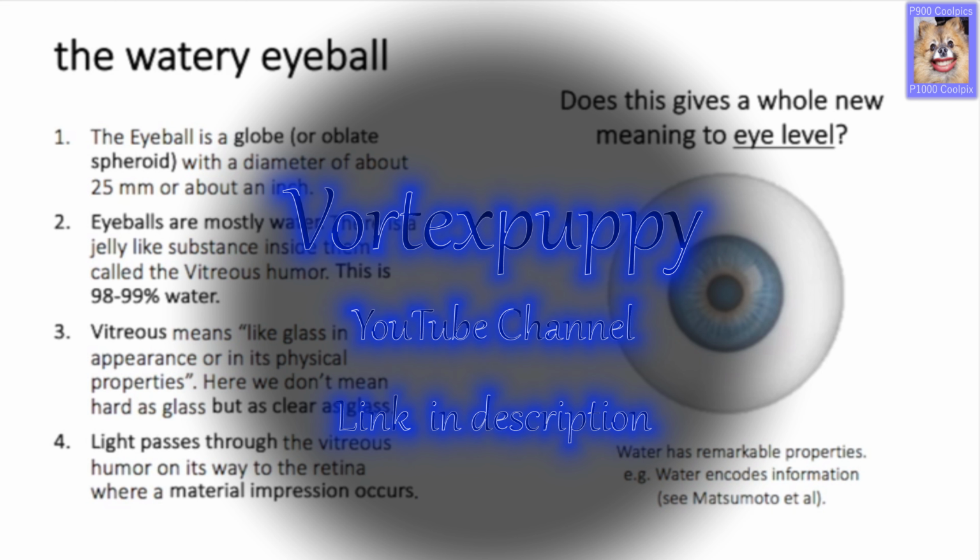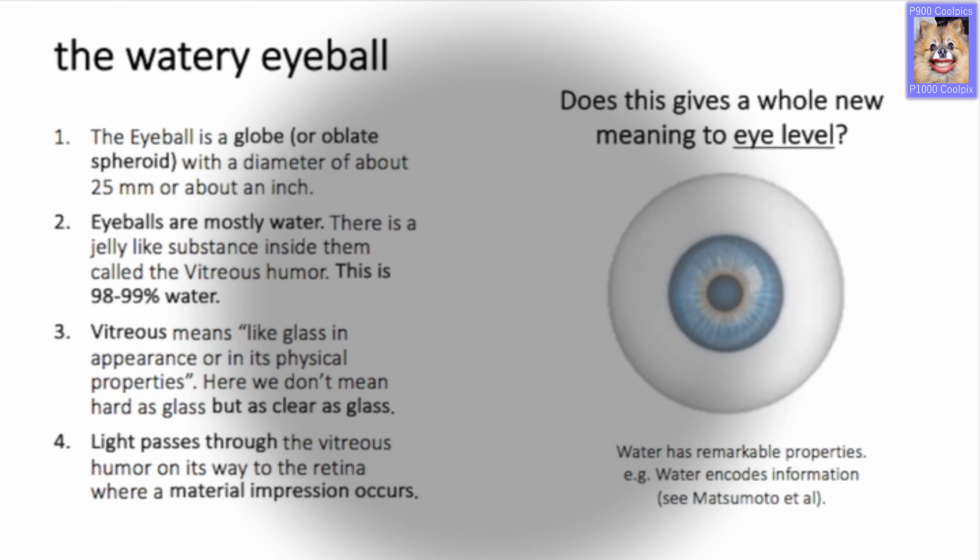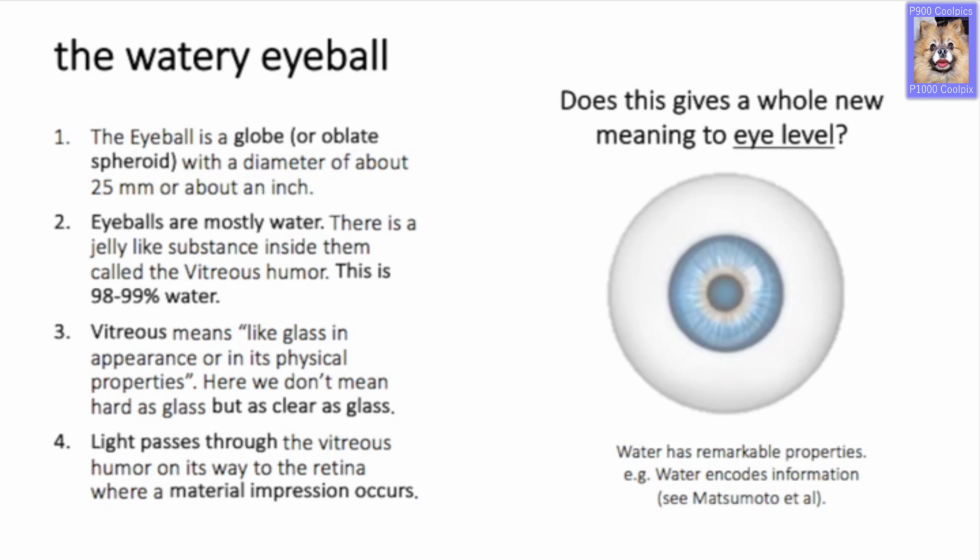Vitreous means like glass in appearance or in physical properties, and here we don't mean as hard or as fragile as glass, but as clear as glass. So light passes through the vitreous humor on its way to the retina, where an impression appears or occurs on that material on the retina.